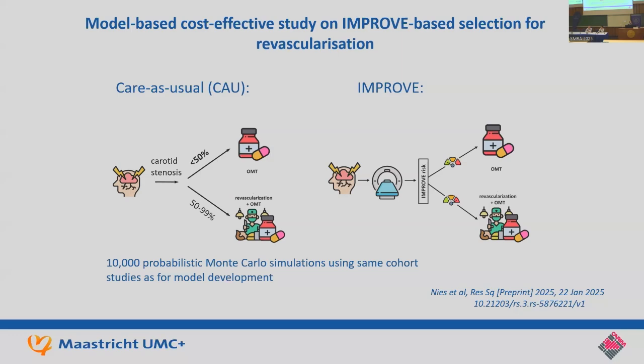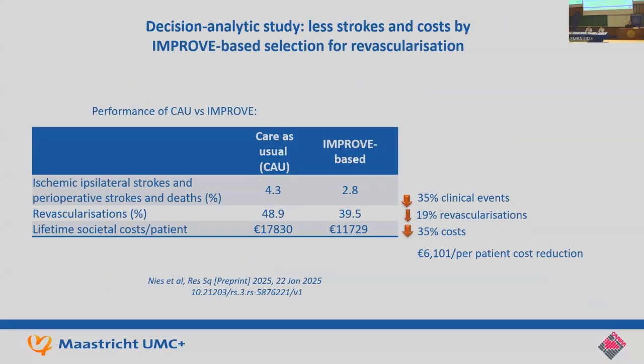And in the IMPROVE scenario, we calculated the IMPROVE risk based on the presence of intraplaque hemorrhage on MRI and the clinical risk factors. Patients with a high IMPROVE risk for a recurrent stroke were simulated to undergo carotid revascularization, and patients with a lower risk were simulated to undergo optimized medical treatment only, so medication only. And we performed 10,000 probabilistic Monte Carlo simulations. Here you see the results of the model-based study.